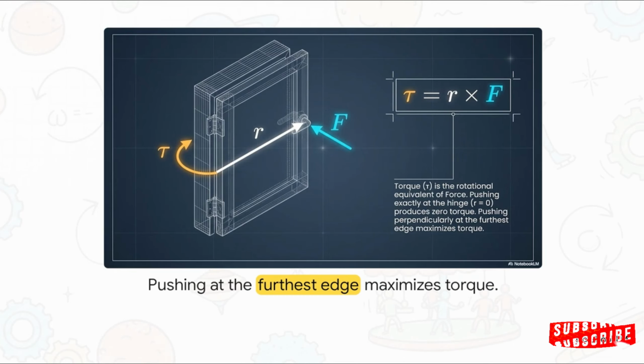Think about opening a really heavy door. If you push right at the hinge where the radius is basically 0, the door obviously doesn't move. You produce 0 torque. But if you push perpendicularly at the furthest outer edge of the door, maximizing your radius, you maximize the rotational push. That right there is torque in action.